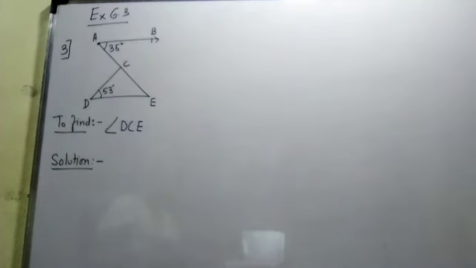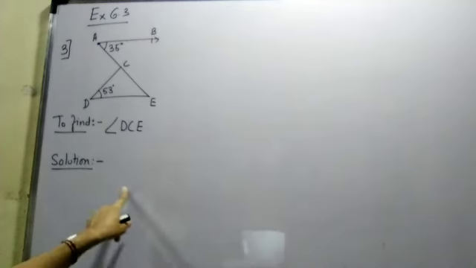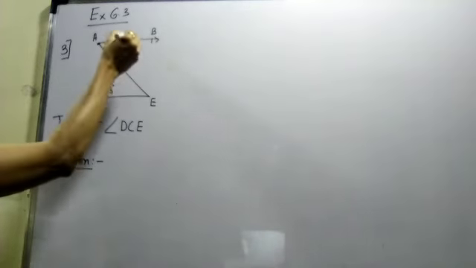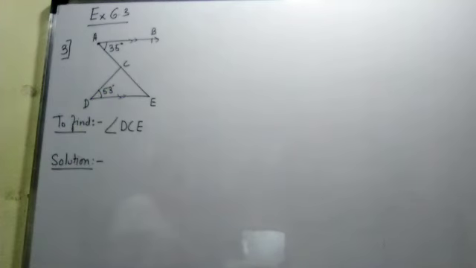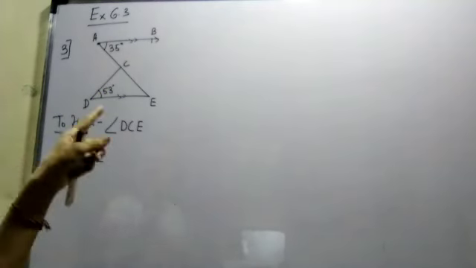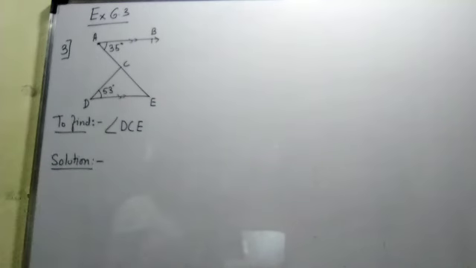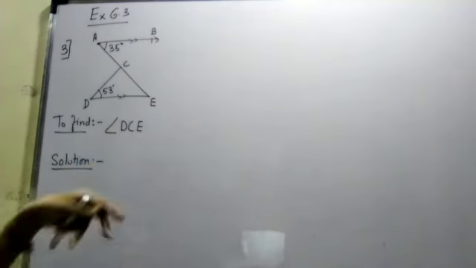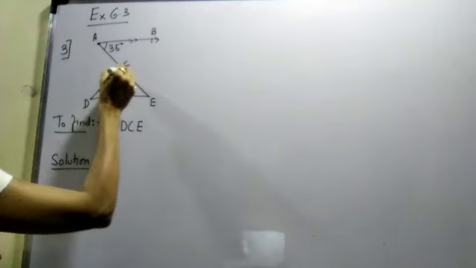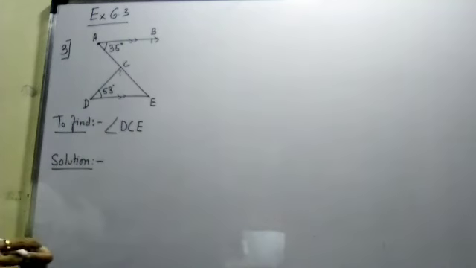Next is exercise 6.3, third one. In the given figure, AB is parallel to DE. I have represented that. Angle BAC is equal to 35 degrees and angle CDE is 53 degrees. You have to find out angle DCE. So you need to find out this particular angle.